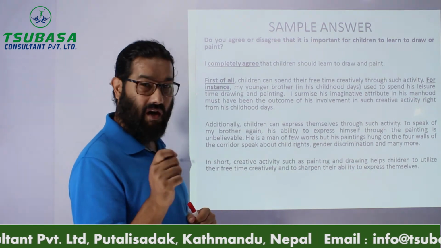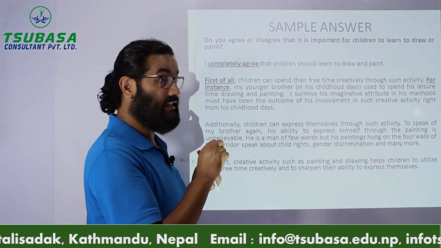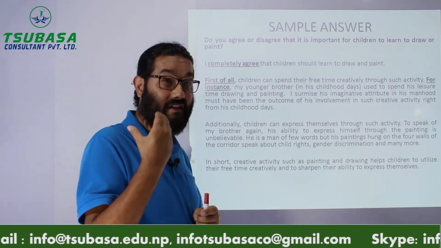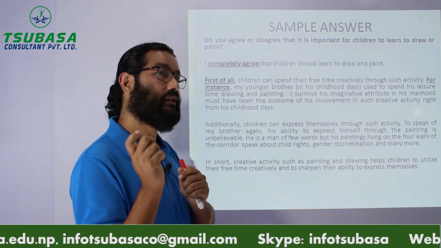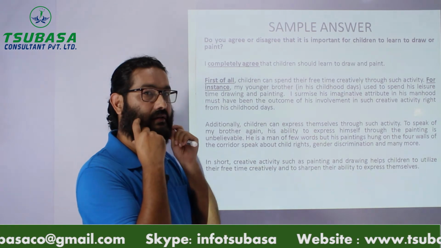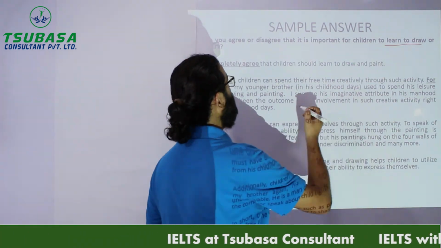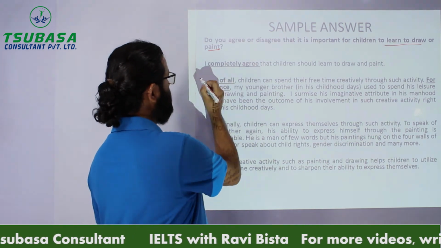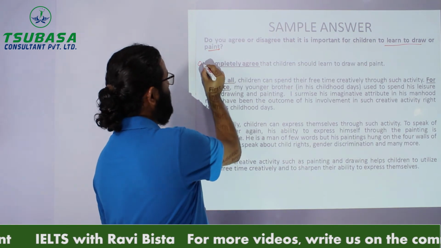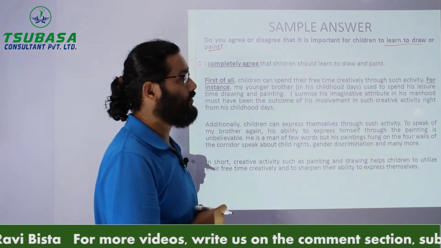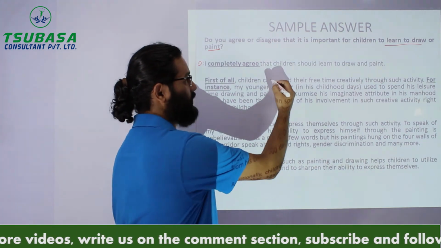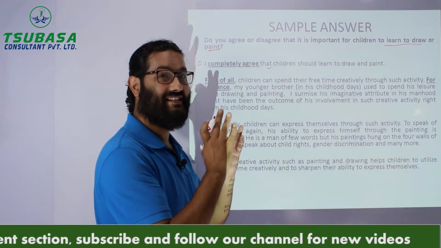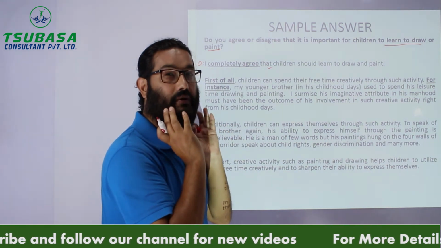Now, please mark the words or the phrases that I've underlined. Those are in a way known as signal words. Those signalize the listener to, hey, this is what I'm going to say. And the listener is like, okay, I got it. Learn to draw or paint. Now see, first this is opinion. It says, I completely agree that children should learn to draw and paint. So my opinion is pretty much clear. The raters already know, okay, this is what his standpoint is. This is what he or she prefers.